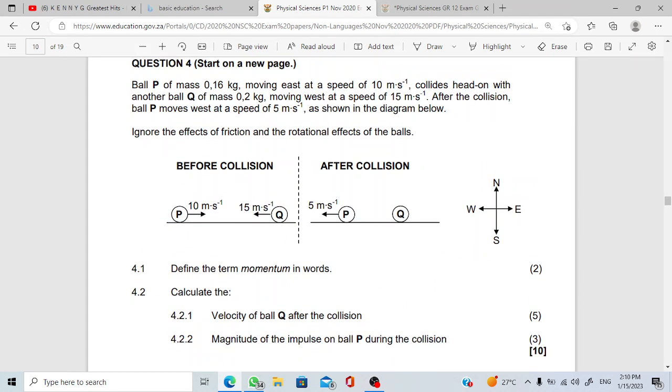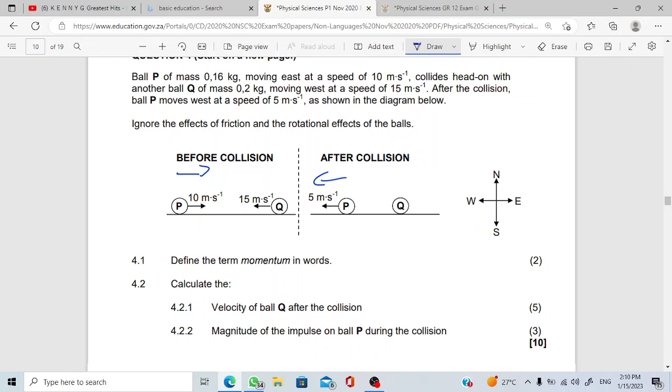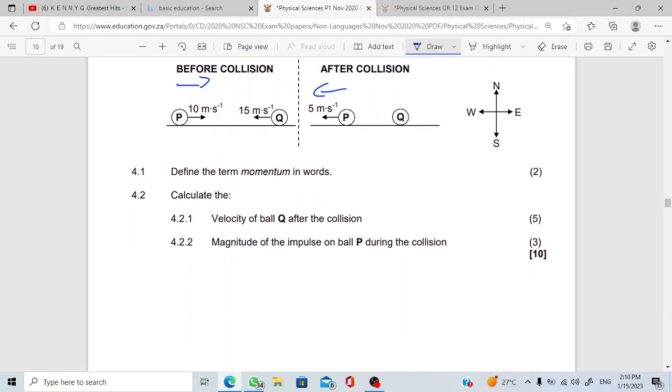Looking at ball P, take note that the initial direction goes to east, then the final direction goes to west. Okay, so now when we solve the question, you first need to indicate that impulse, which I will symbolize with I, is equal to F net delta T. But we know nothing about the force, we know nothing about the time, but we also know that impulse is equal to change in momentum.